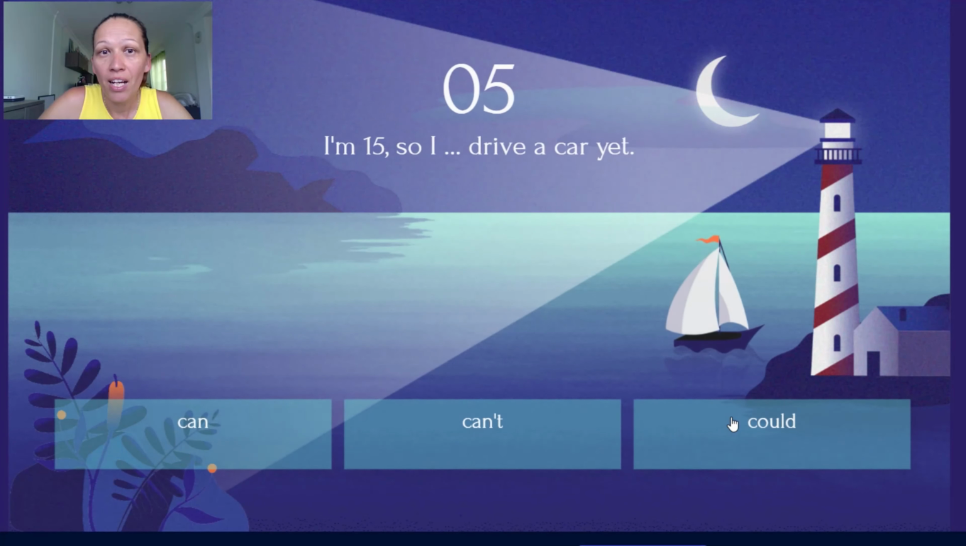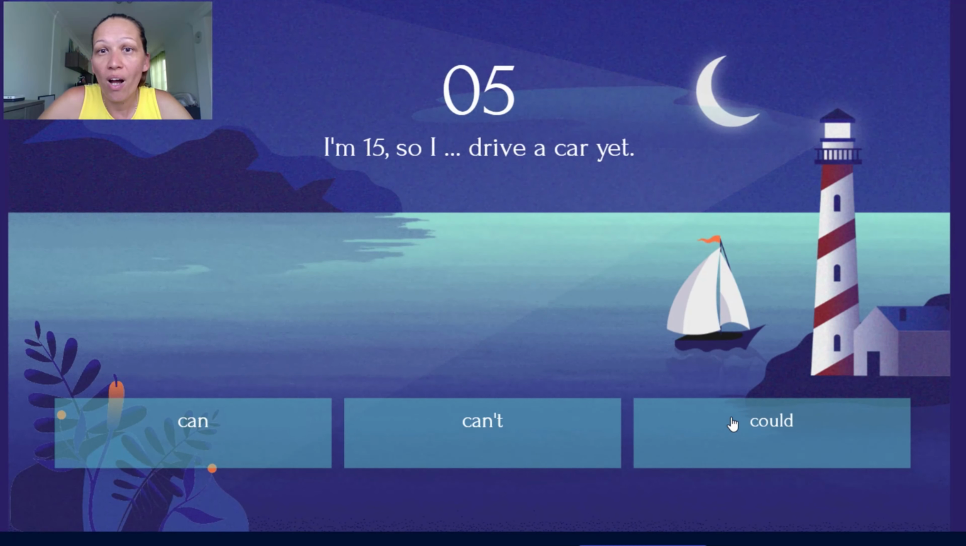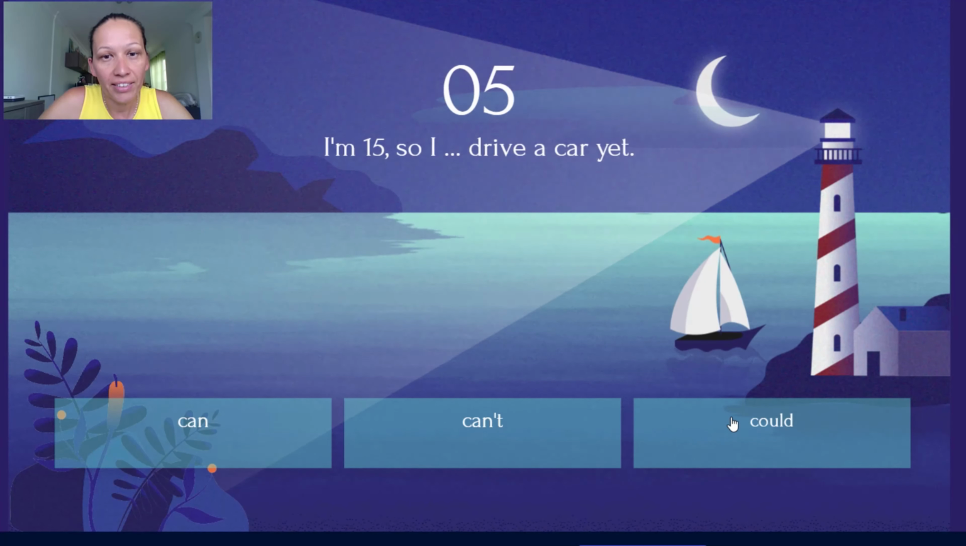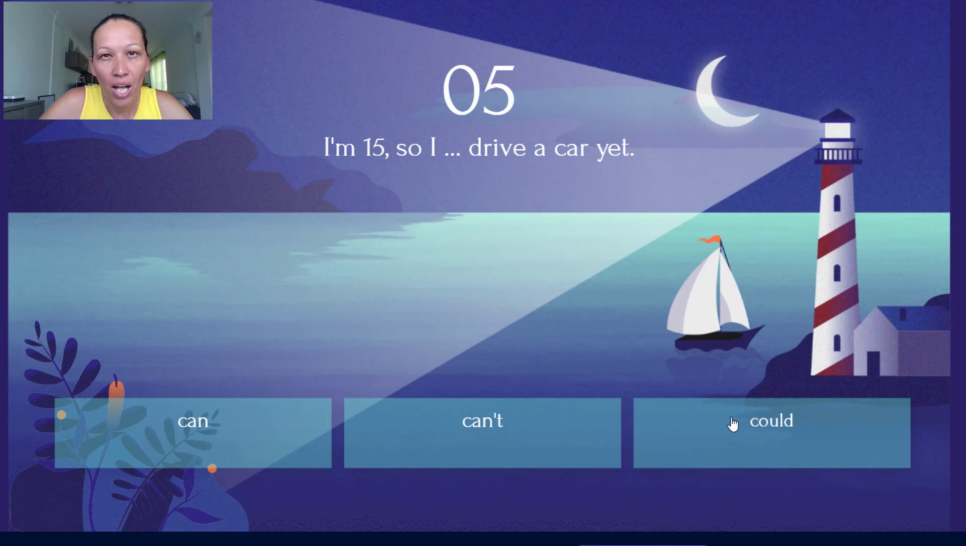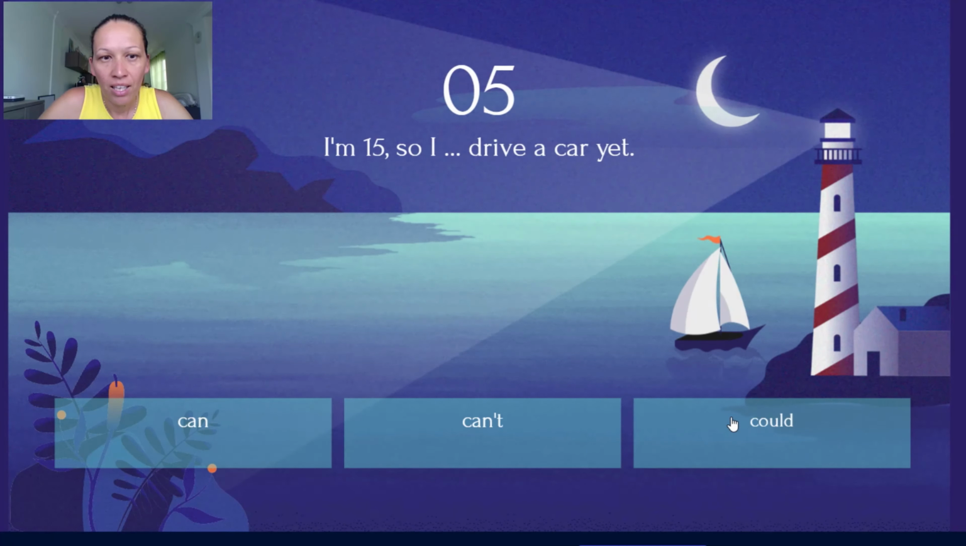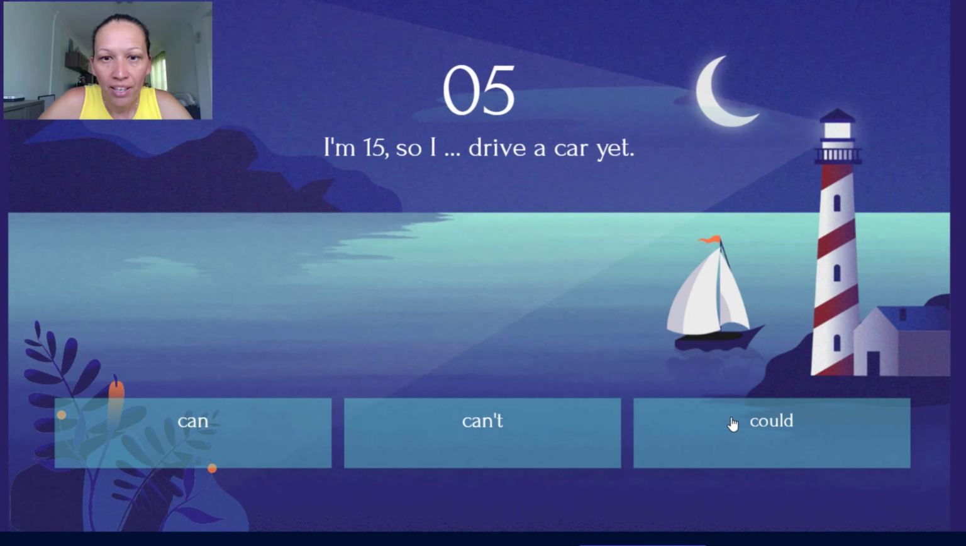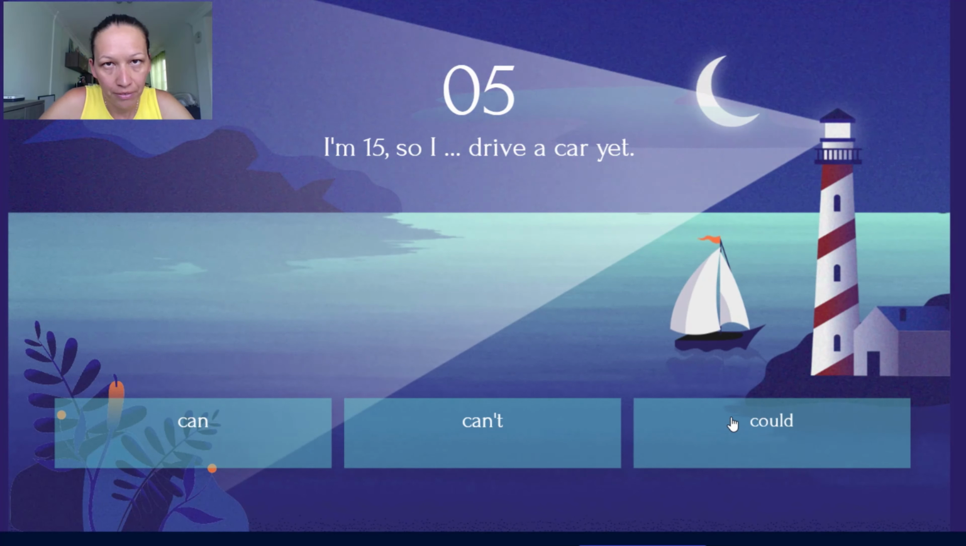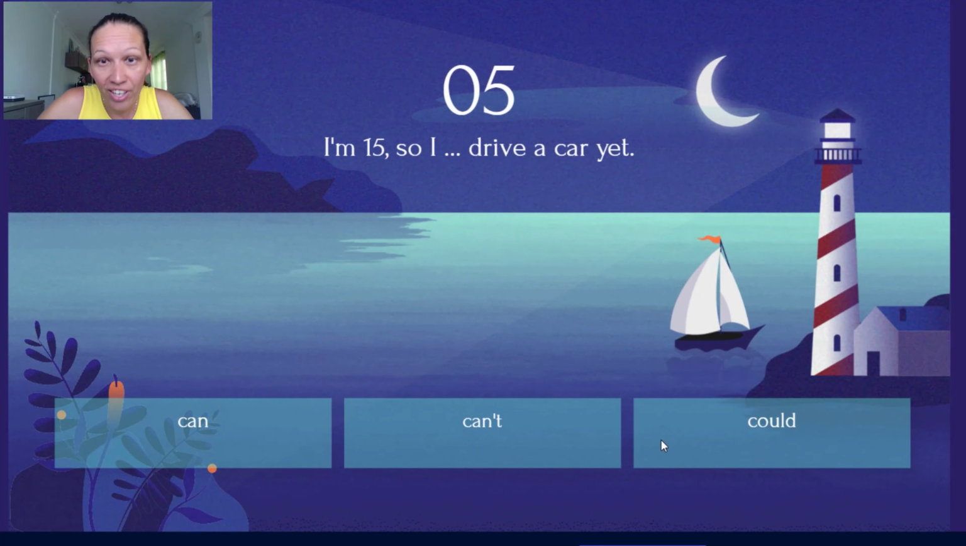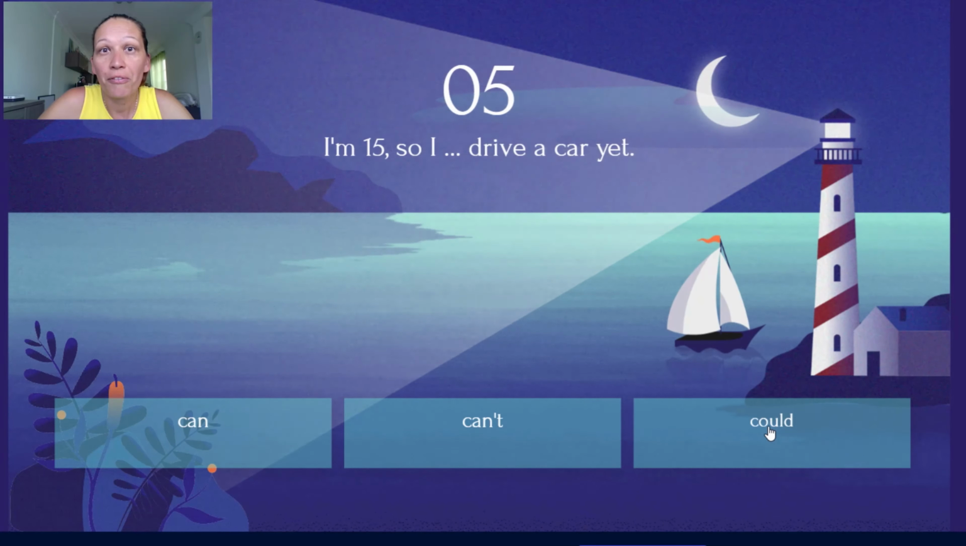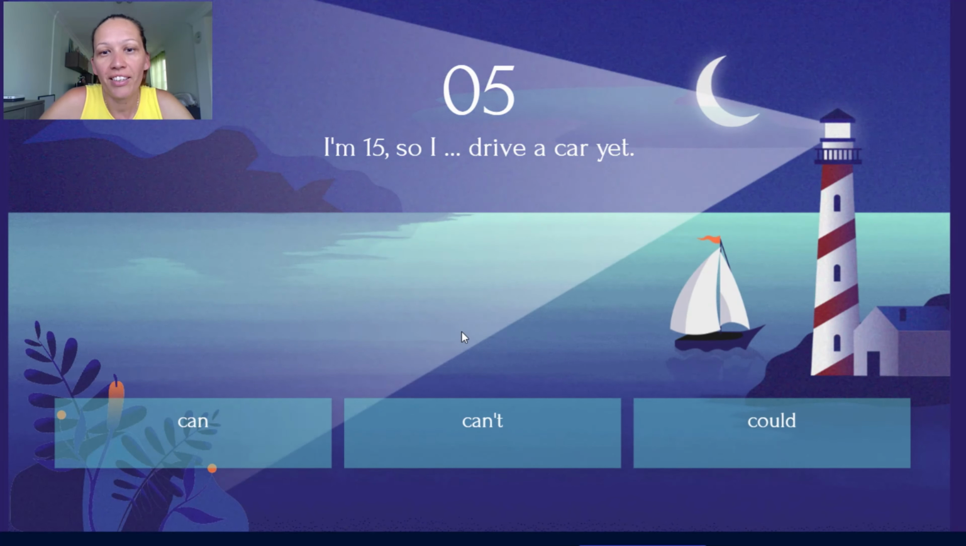And number 5, I'm 15, so I blank drive a car yet. So I'm only 15. I can drive, can't drive, or could drive. Obviously, under 16, we can't drive a car. So I'm 15, so I can't drive a car yet.